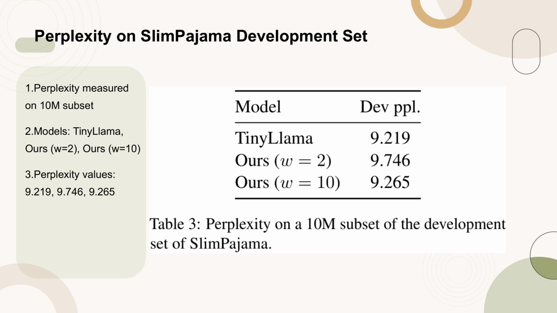Table 3 presents the perplexity scores of different models on a 10 million token subset of the SlimPajama development set.